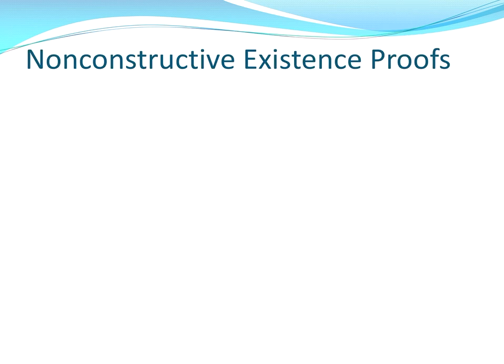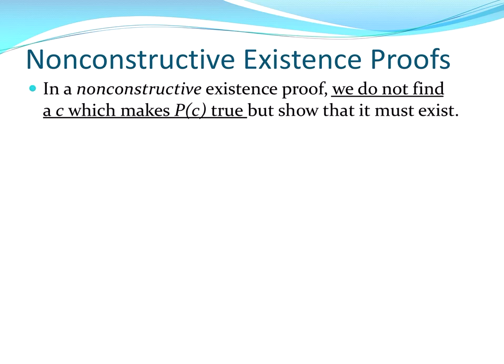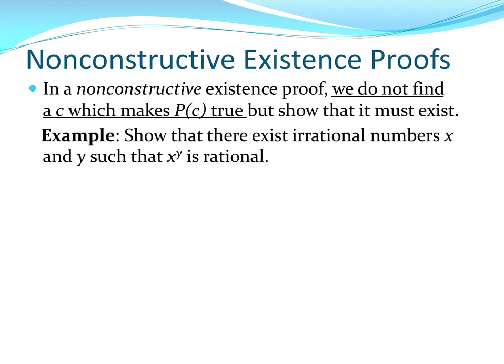Let's look at the other type, non-constructive existence proofs. In this case, we will not find a c which makes P(c) true, but we will show that it must exist. All right, here's our example. We want to show that there are two irrational numbers, x and y, such that x raised to the y power is rational.